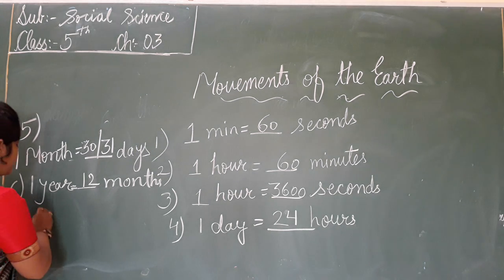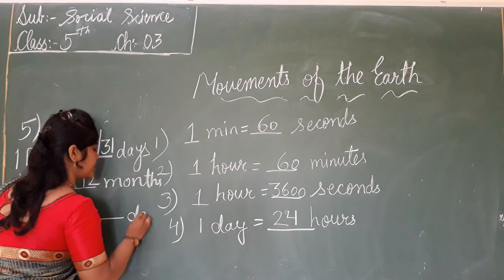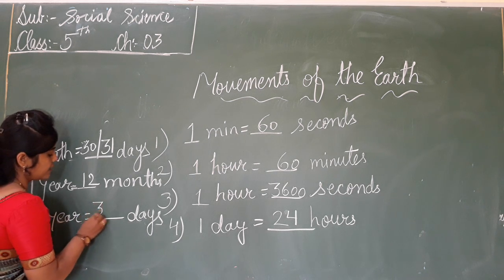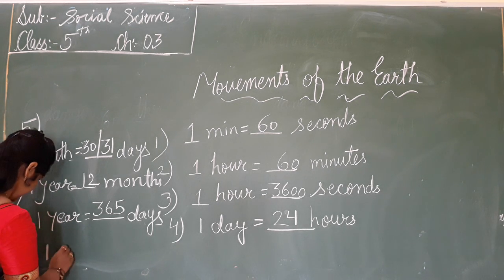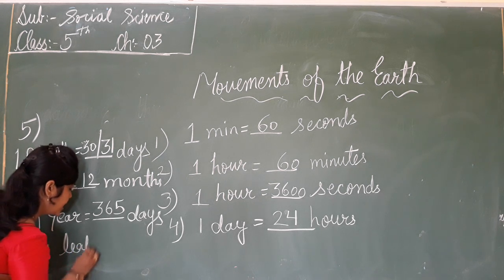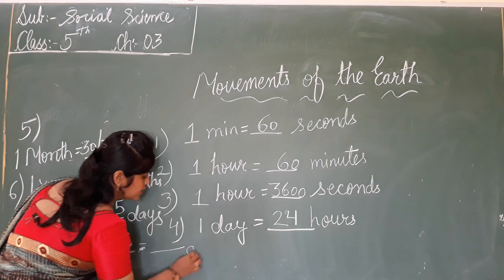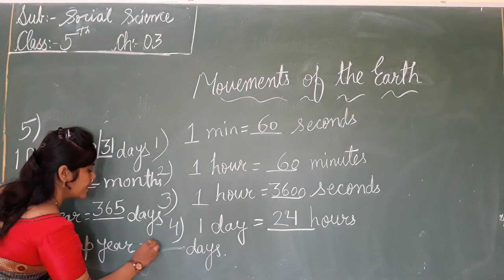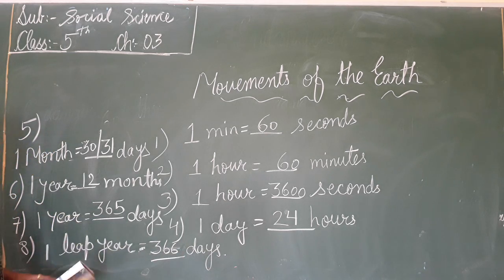Now the seventh: 1 year is equal to how many days? There are 365 days to make 1 year. And 1 leap year is equal to how many days? One day is more in a leap year, so there are 366 days in a leap year.